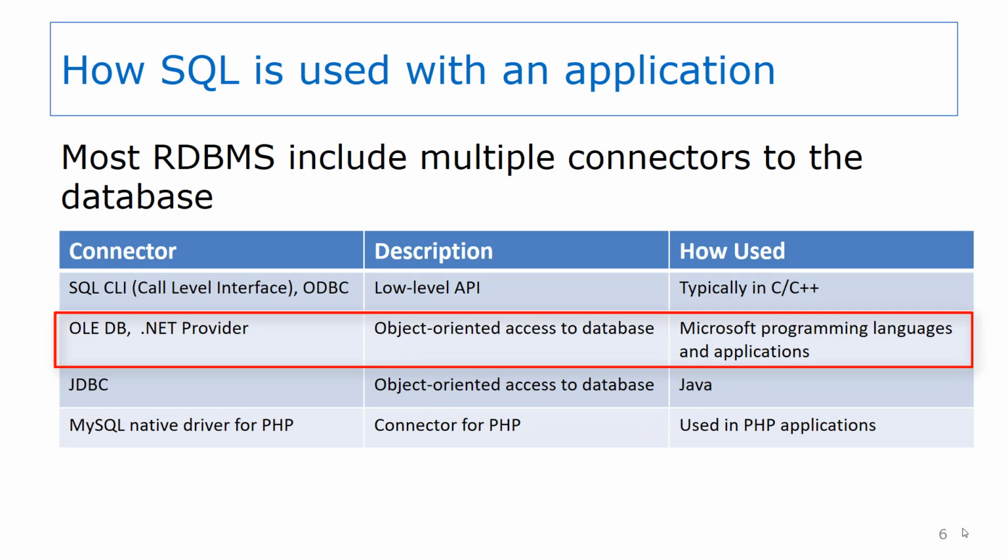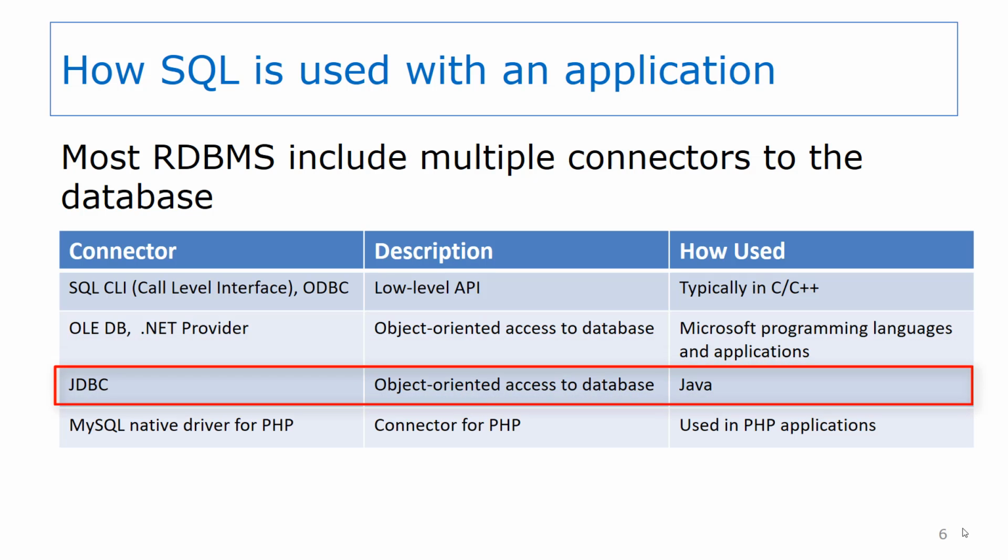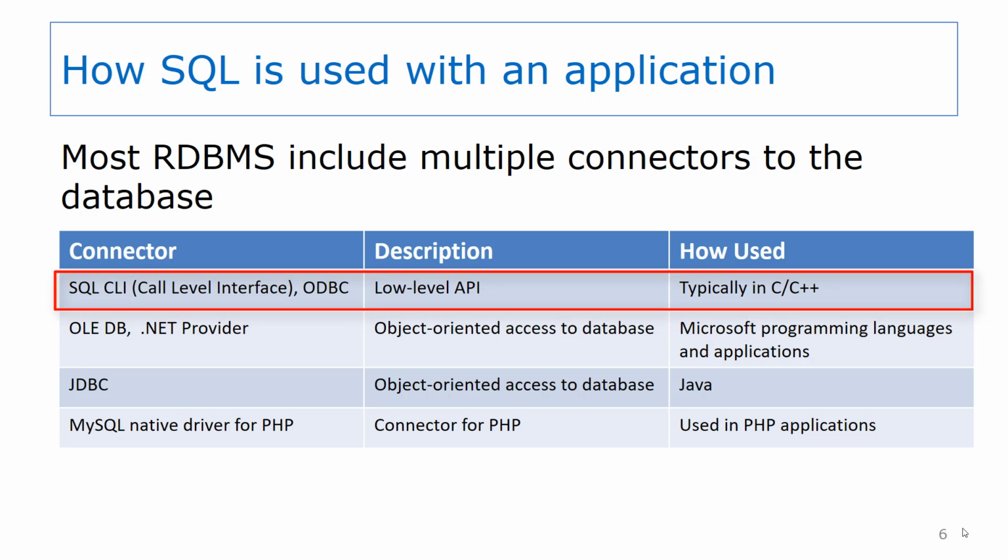Visual Basic and C#, two Microsoft languages, can use OLEDB or .NET database providers. Those providers are installed on the system where the application is running, which might be another system in the network. Java applications use JDBC drivers. Finally, SQL CLI, or Call Level Interface, and ODBC are typically used with the C and C++ programming languages.